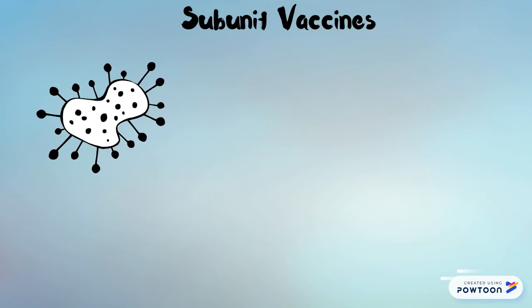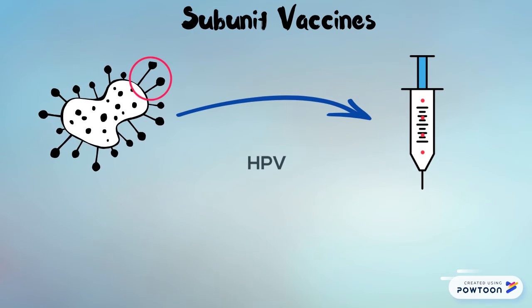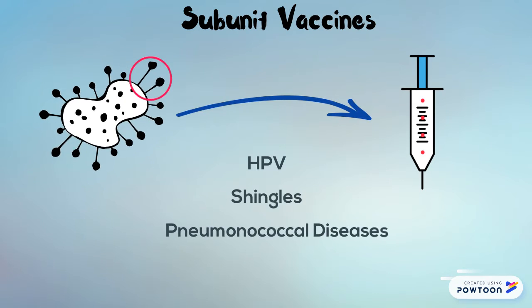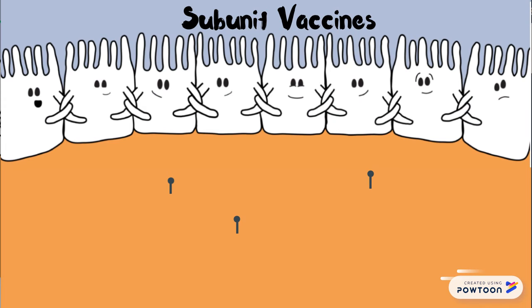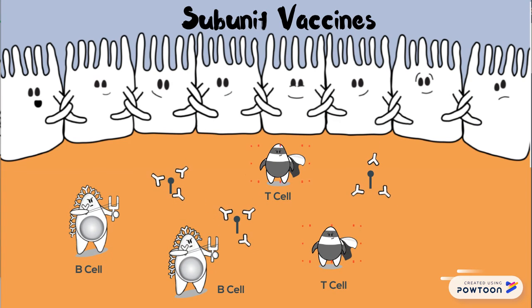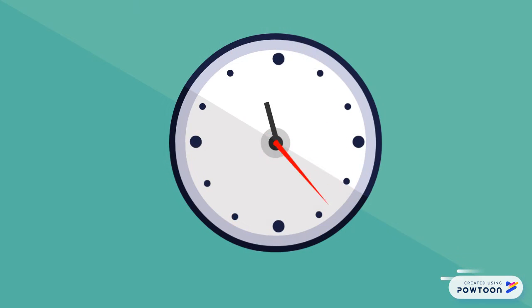Subunit vaccines use specific pieces of the pathogen, such as the surface proteins. These vaccines protect against HPV, shingles, pneumococcal disease, and hepatitis B. The specific pieces of the pathogen allow for a strong immune response, including humoral and cell-mediated immunity. However, like inactivated vaccines, they are also short-lived.